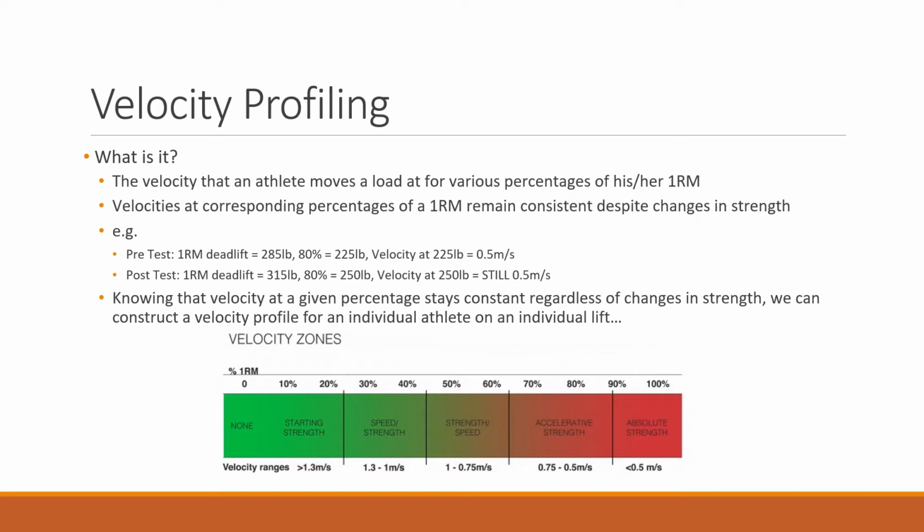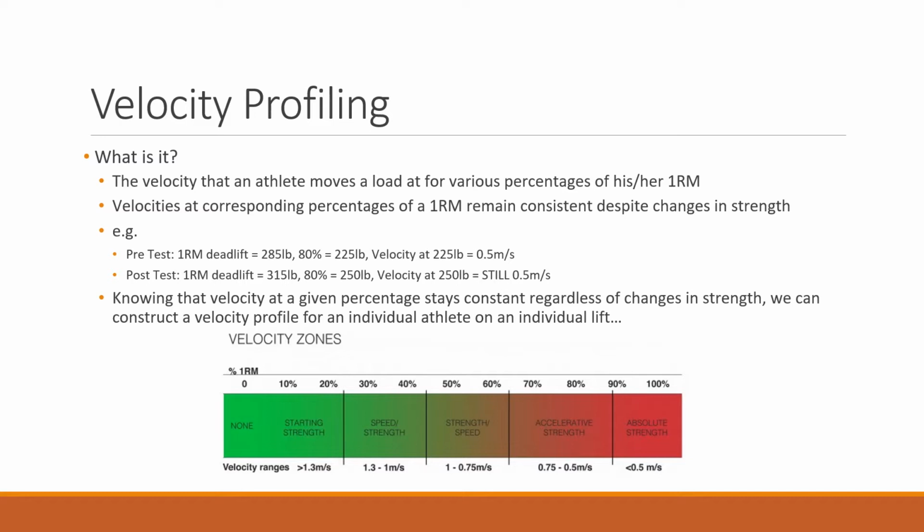Now let's consider a post-test situation where the athlete has a 1RM deadlift of 315 pounds and 80% of that is 250 pounds. And here's the important part: the velocity that they move that 250 pounds with is still 0.5 meters per second. So although there was an increase in strength, the velocity at which they move 80% or any given percentage remains consistent.